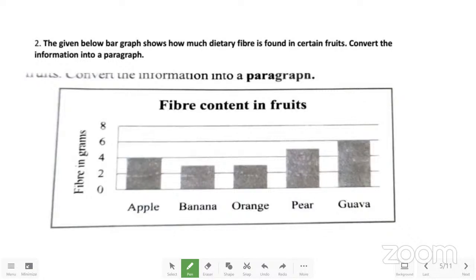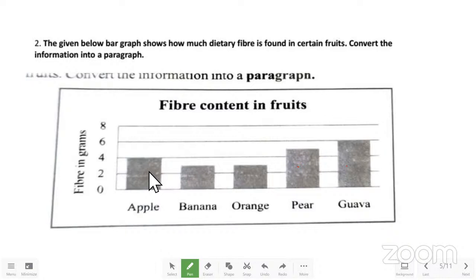So children, pay attention. The given bar graph shows how much dietary fiber is found in certain fruits. Convert the information into a paragraph. When you are converting it into a paragraph, basically you're supposed to use your own words. You cannot write the exact percentages. Like here, guava has the maximum at 6, followed by pear at 5. Then you have apple at 4, and the least are banana and orange at 3.